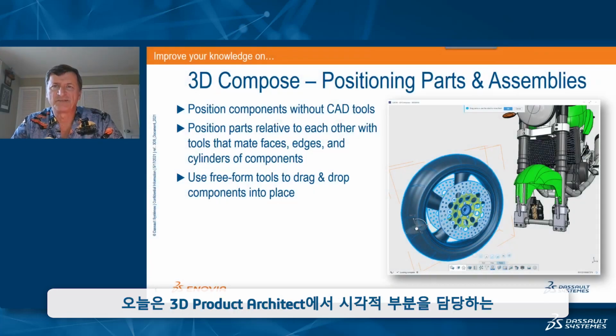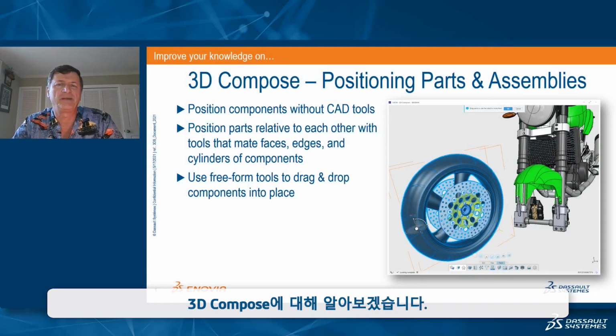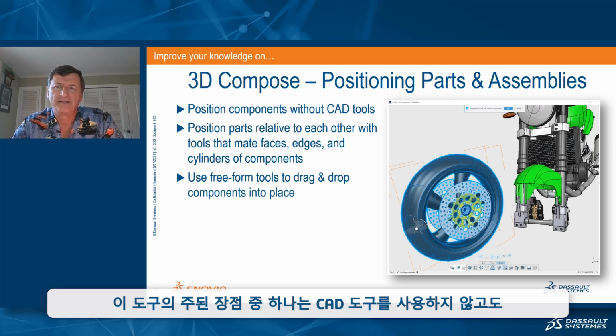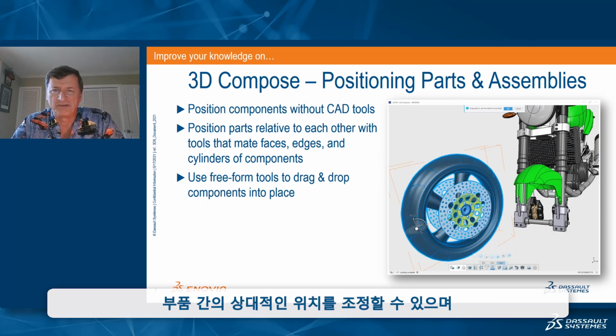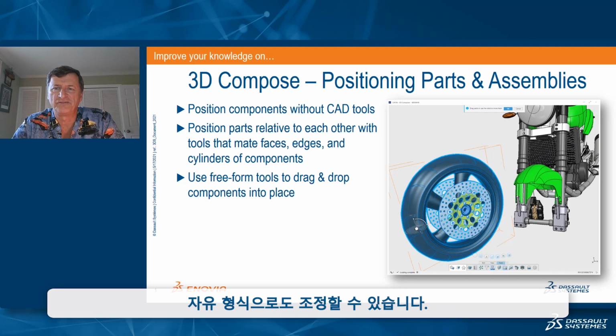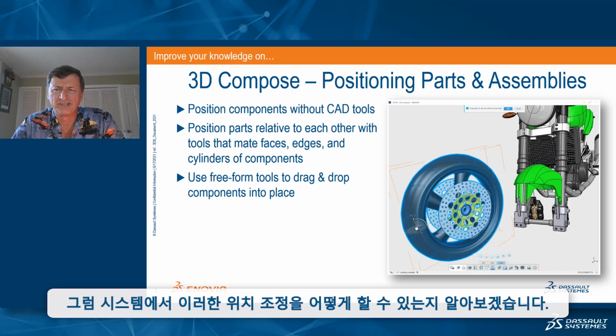Hello everybody. I'd like to spend a little time today talking about 3D Compose, which is the visual part of the 3D product architect. One of the great values of this tool is the ability to position parts relative to each other without using a CAD tool, and you can also do free-form positioning. I'd like to look at just how these can be done with the system.